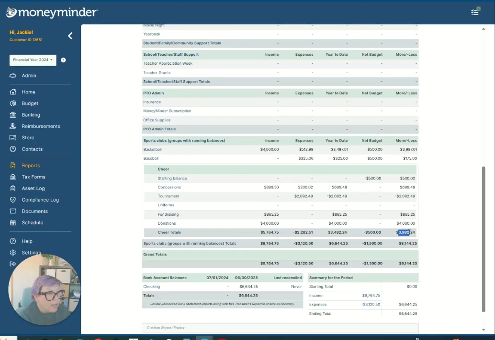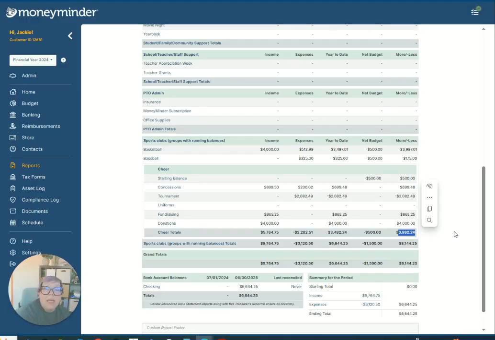So now we can see that cheer has an ending balance in 2024 of $3,982. And how did we get there? So that was the $500 initial allotment that we gave them, plus the profit that they made from their concessions throughout the year, plus the fundraising that they earned throughout the year of the $800, plus the $4,000 donation, minus the expense that they spent on their tournament of $2,082.49. And that gave them the bottom line of $3,982.24.